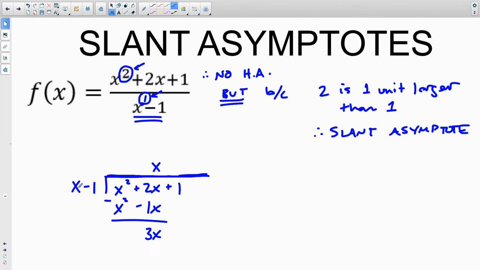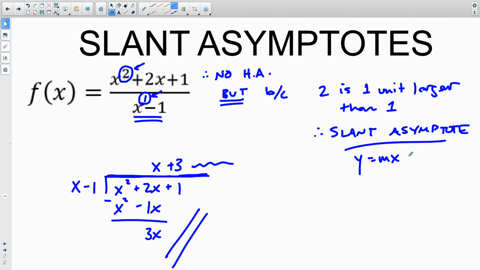Then we go through that algorithm again. What do I multiply x by to get 3x? That's +3. Once I've answered that question, I can stop, because it doesn't matter what the remainder is. A slant asymptote is a line on a graph in the form y equals mx plus b. Look at our quotient right now. We have a slope and a y-intercept. It doesn't matter how this whole thing shakes out, or if x minus 1 is a factor of the numerator. What matters is we got our linear form right here.